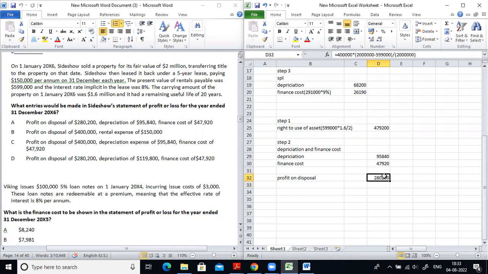I hope it is clear, participants. Any query? Yes, you can see the computation in the question and let me know if you have any queries. Now we'll see an example question on this.